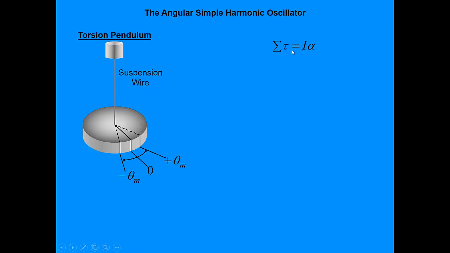So in this case, there's only one torque acting on the disc, and that's coming from the wire. And as we talked about here, the torque due to the wire is equal to negative kappa theta, where kappa, again, is the torsion constant, how twisty the wire is. On the other hand, as we showed earlier, the angular acceleration can be plugged in there. The angular acceleration is given by negative omega squared theta. But be careful.